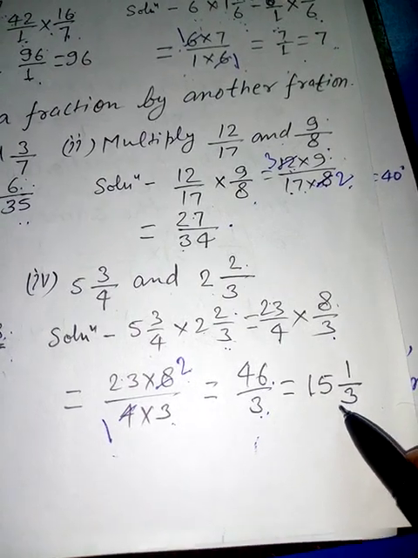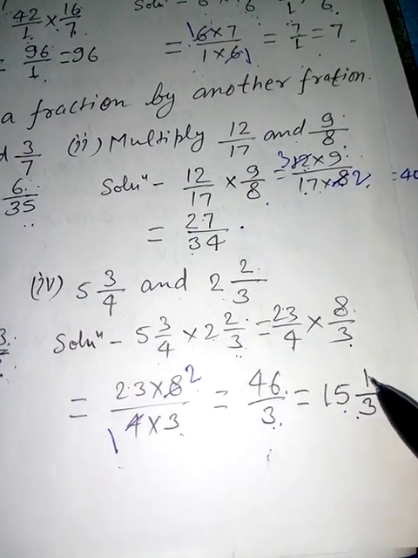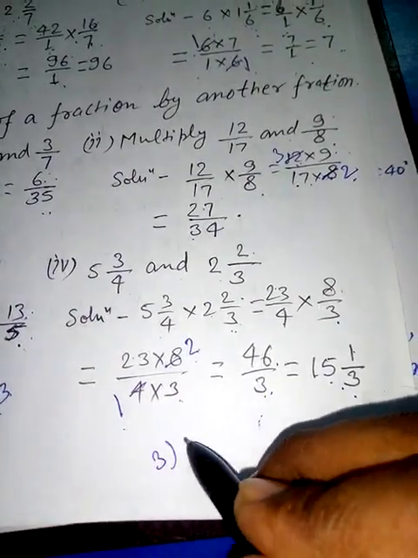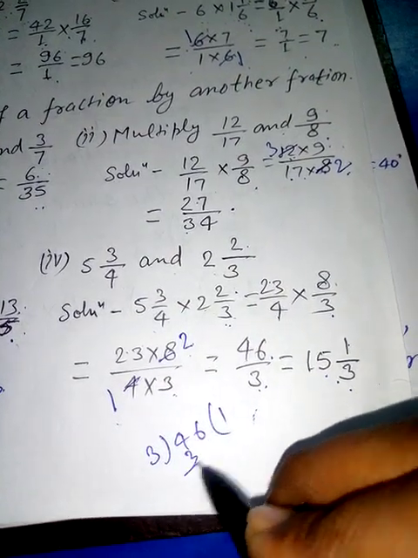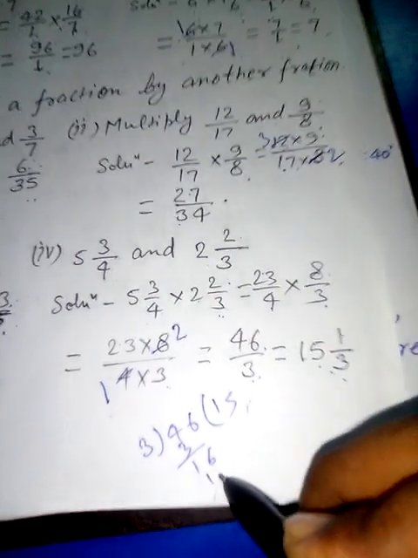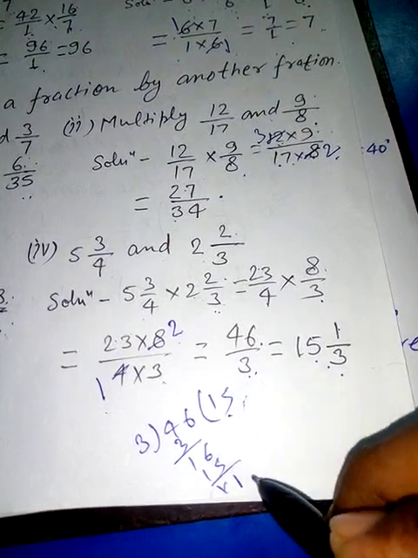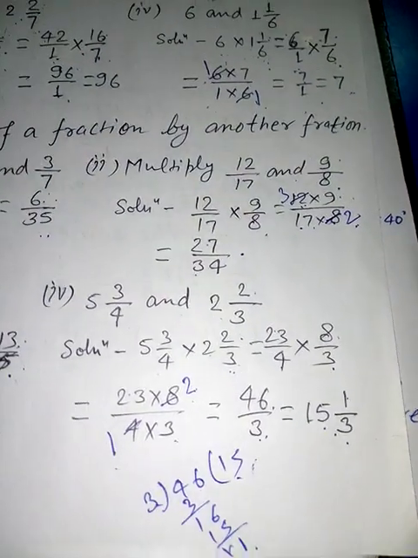It can be written as a mixed fraction, 15 whole 1 by 3, like that. 3 into 46: 3 ones are 3, 1 remainder 6, 3 fives are 15, remainder 1. 15 whole 1 by 3. Okay.